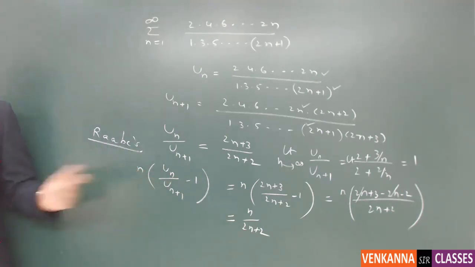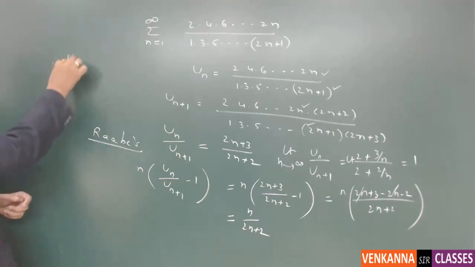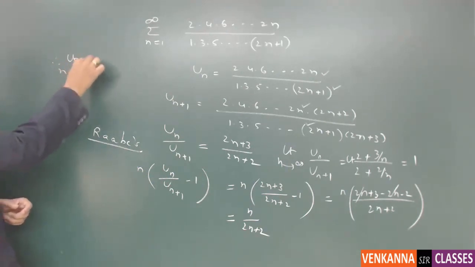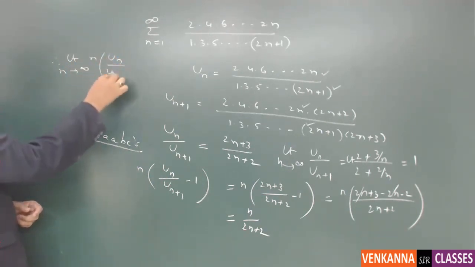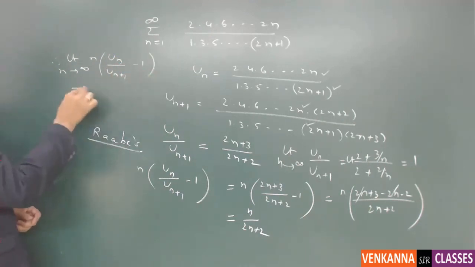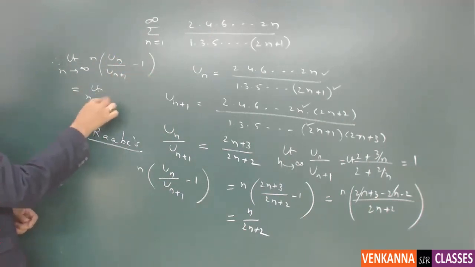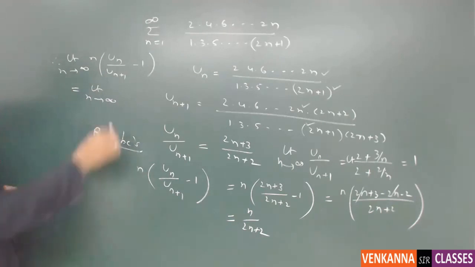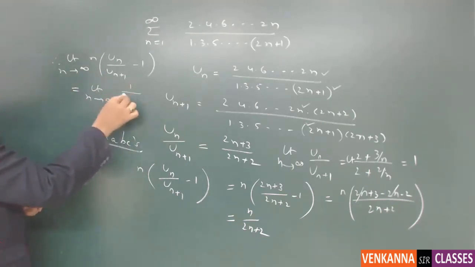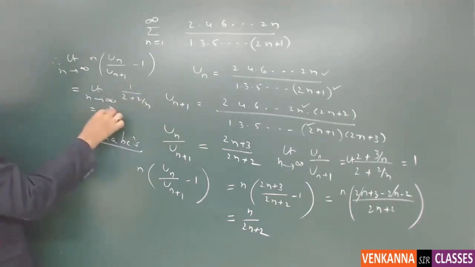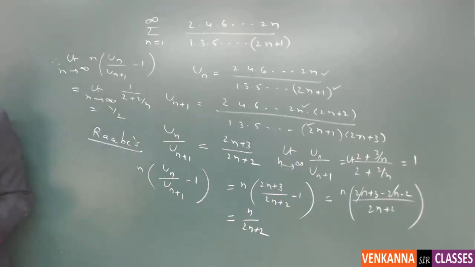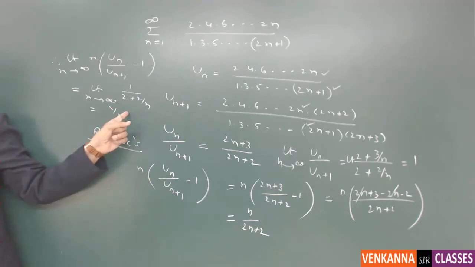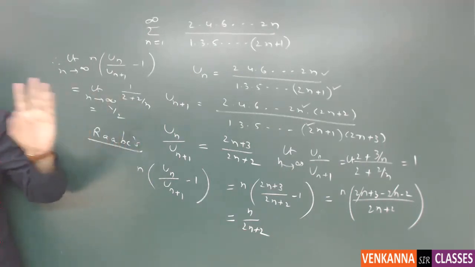So if you apply the limit, limit n tends to infinity, n into un by un plus 1 minus 1 equals limit n tends to infinity, taking n as common here, 1 by 2 plus 2 by n, this is equal to 1 by 2. Right. Now what happens, since the limit value is less than 1, by Raabe's test, the given series is divergent.